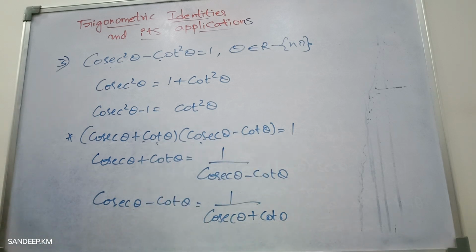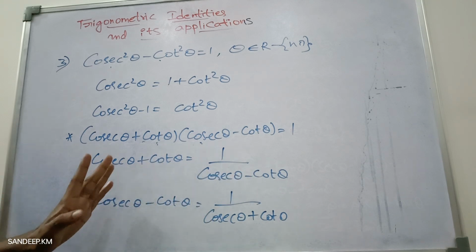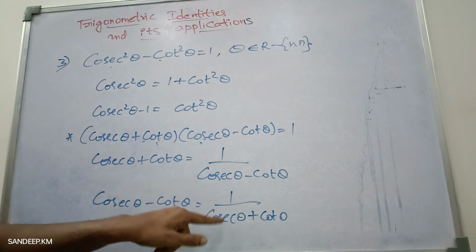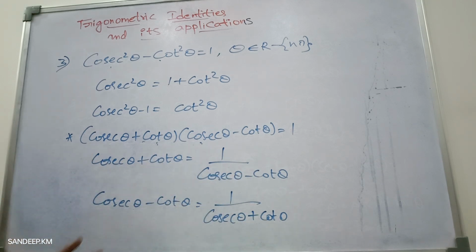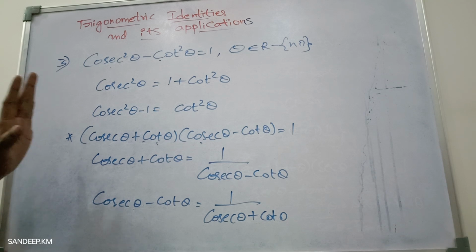So remember this while solving the problems. 1 by cosec theta minus cot theta is cosec theta plus cot theta. Same way, 1 by cosec theta plus cot theta is cosec theta minus cot theta. Remember this. Okay. So these are the three basic applications of the three trigonometric identities.